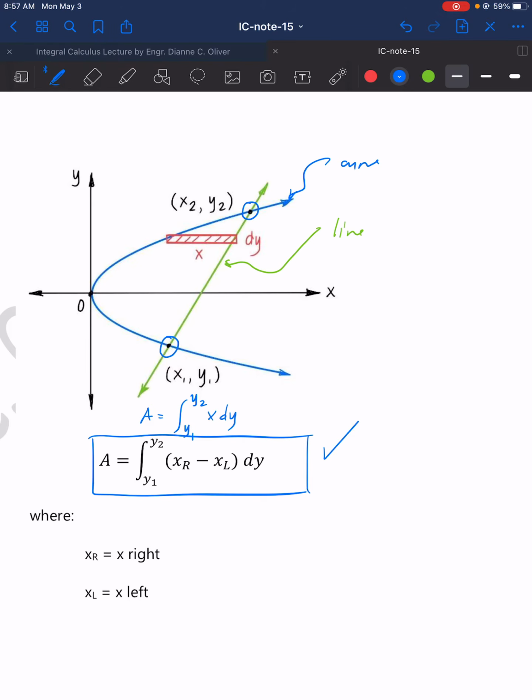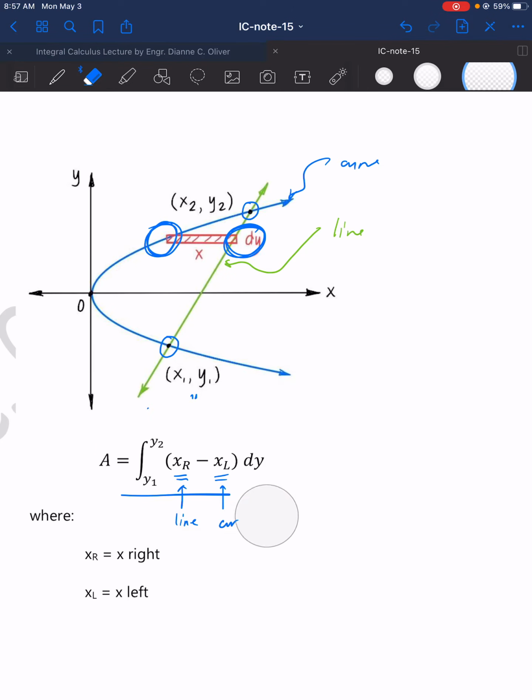This formula here is correct. Then we have x right, so x right here minus the x left. X right is the equation of the line, and then x left is the equation of the curve. Okay, that's correct. Now how about the vertical area strip?